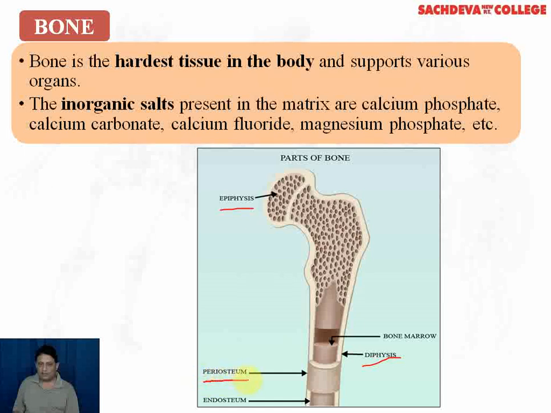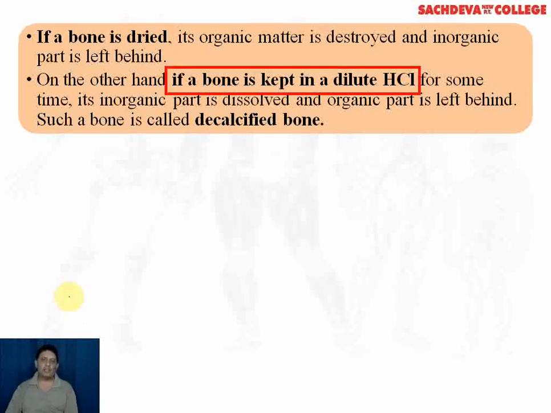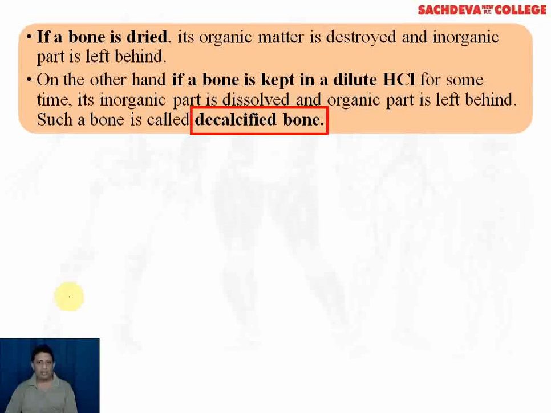Periosteum is a thin membrane all around the bone. If a bone is dried, the organic matter is destroyed and the inorganic part is left behind. Similarly, if a bone is burnt, the organic matter burns and the inorganic part is left behind. On the other hand, if a bone is kept in dilute HCl, then the reverse phenomenon will take place. Its inorganic part will dissolve and the organic part will be left behind. Such a bone is called decalcified bone, and such a bone becomes relatively soft.